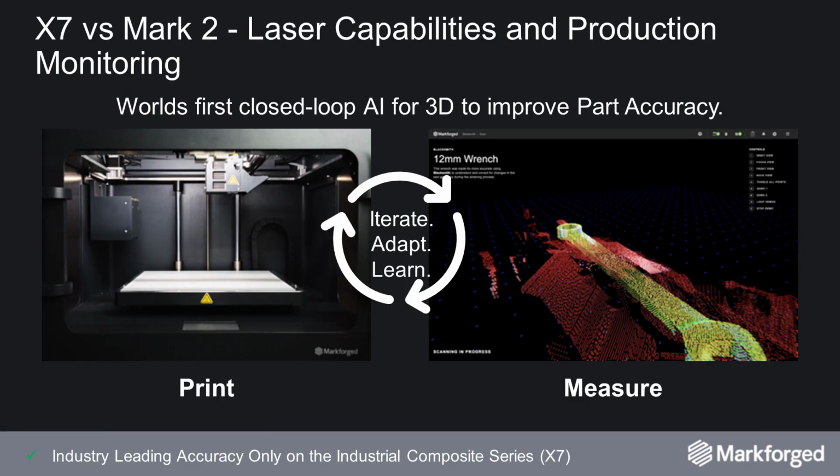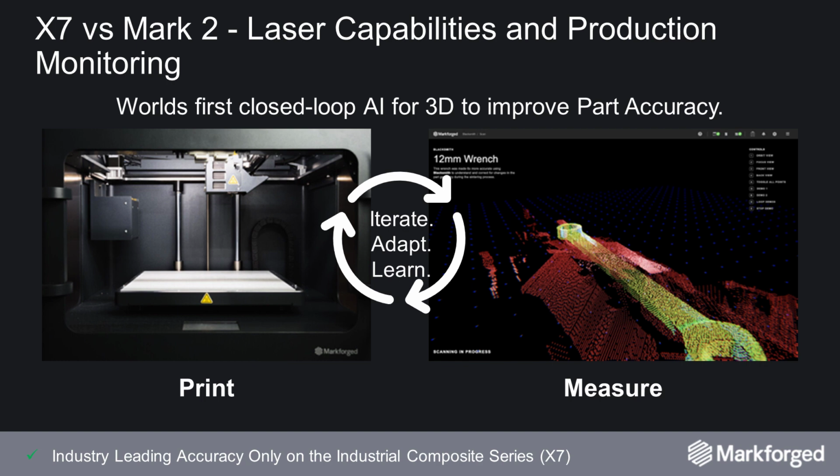An additional capability offered on the industrial composite platform that is not available on our desktop composite platform is AI-powered software to empower the equipment to reprogram itself to make perfect parts. Markforged recently announced the world's first closed-loop AI, artificial intelligence, for 3D to improve part accuracy. Essentially, what this software capability does is it creates a continuous feedback loop to make parts more accurate.